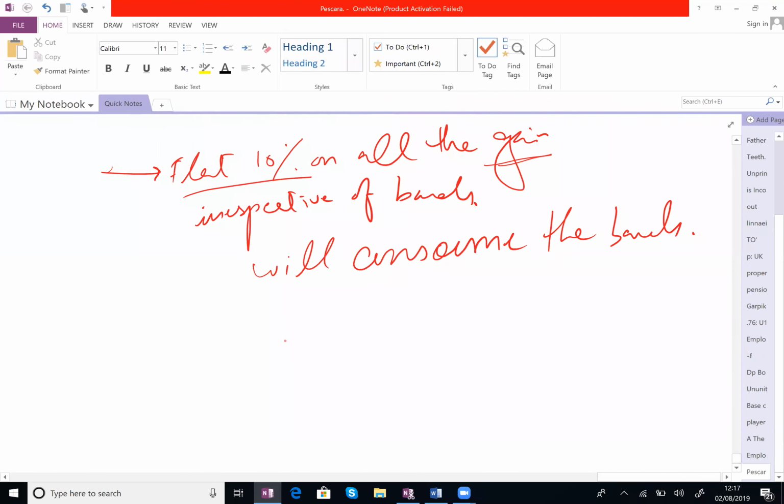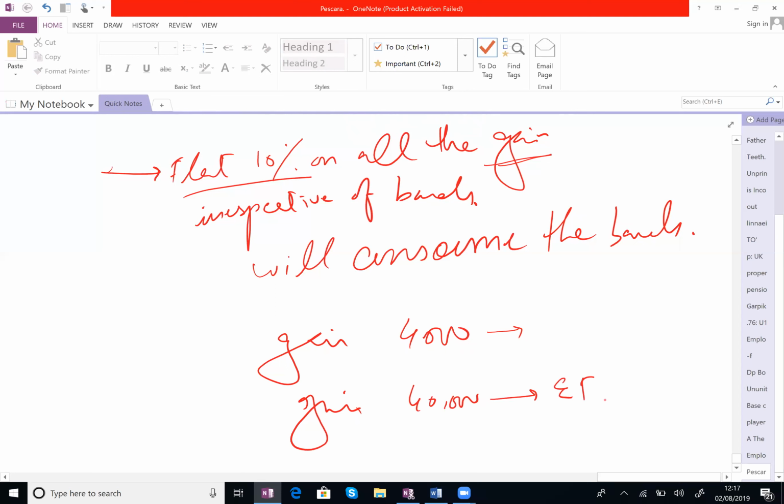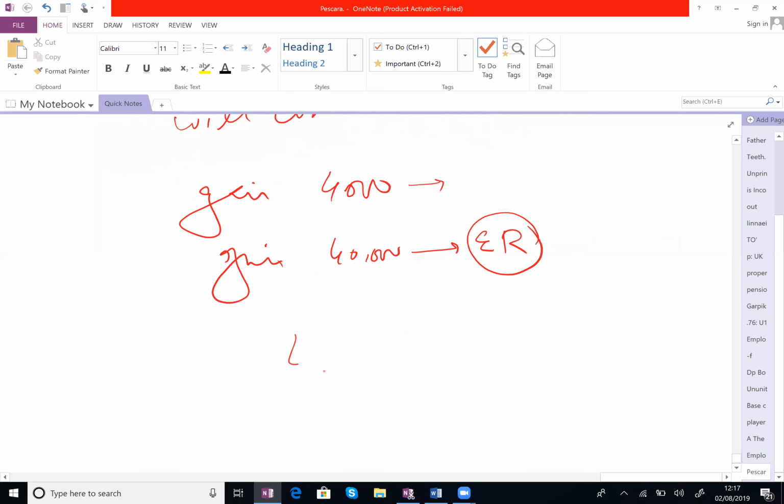For example, you are selling two assets and two gains arise. The first gain is 4,000 pound, which does not qualify for entrepreneur relief. Another asset you are selling and a 40,000 gain arises, and this 40,000 gain qualifies for entrepreneur relief. Firstly, you will pay the tax on 40,000 and the rate is 10% because this gain qualifies for entrepreneur relief. So, CGT is 4,000 payable.